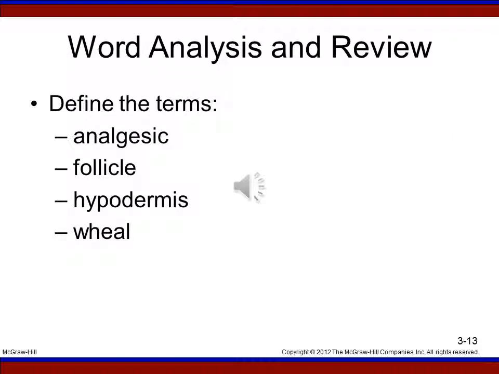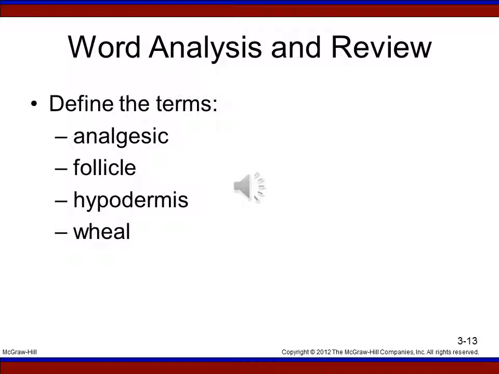Here we're doing a word analysis and review with a few newer terms. We have analgesic, follicle, hypodermis, and wheal. Let's take a look at that first word, analgesic. The root ALGES means sensation of pain. The prefix AN means without. So analgesic is a substance that reduces or relieves the response to pain.